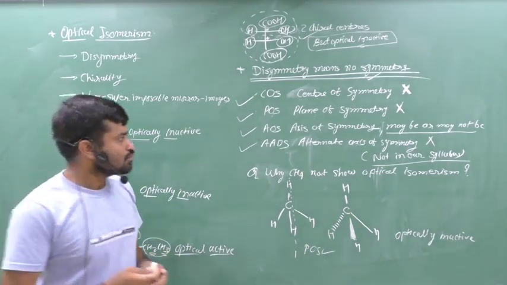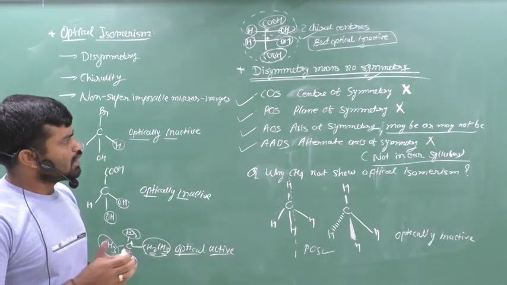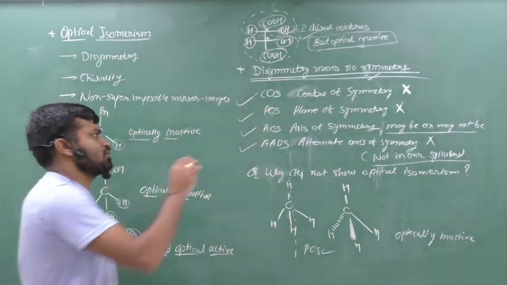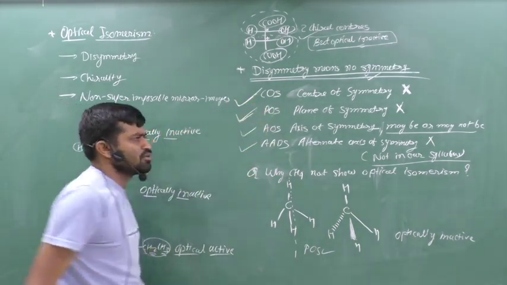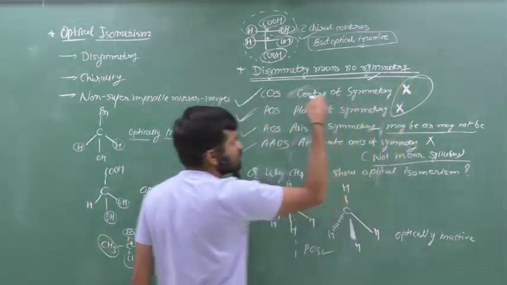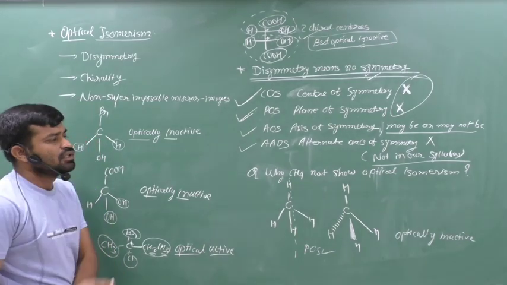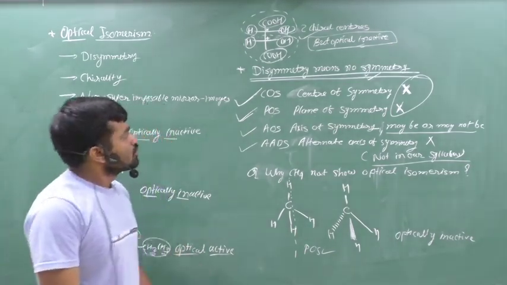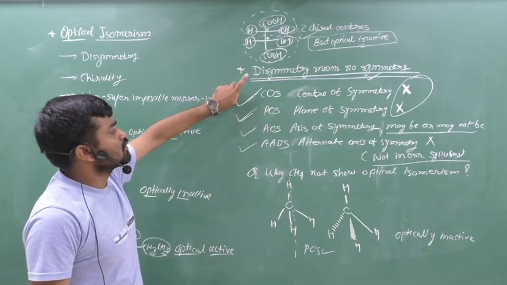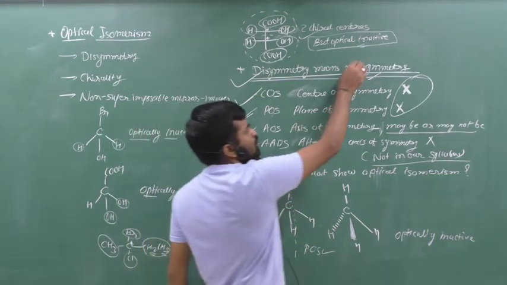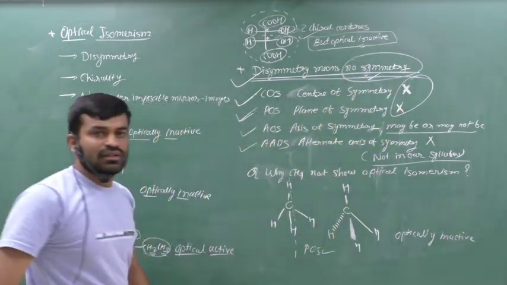Clear? So now we can think about that: COS, POS, AOS and AAOS. First of all, we can think about these two symmetries because they are very important. They must not be present in the compound. If these symmetries are present in the compound, then the compound becomes optically inactive, final. Clear? So in the first lecture we said the compound must be disymmetric. Disymmetry means no symmetry. Clear?